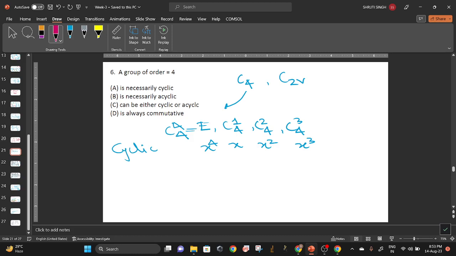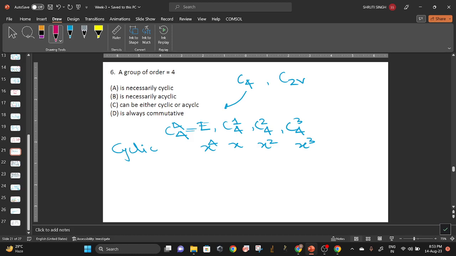They have taken examples like A, B, and E, A, B, C, D, E. These are the elements they are taking, and based on that they are saying that it can be both cyclic and acyclic, but they have not explained how it can be both. So you want me to explain it with A, B, C, D? Yes, ma'am.